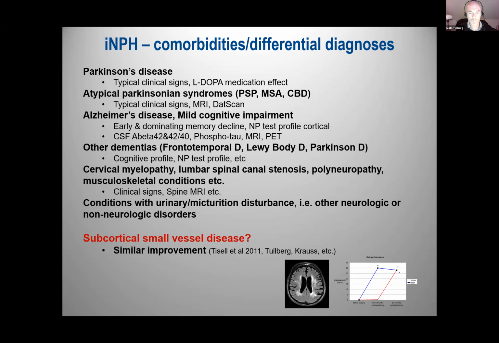So for the subcortical small vessel disease, when I started working with INPH patients, we were more careful and usually were reluctant to shunt if there were signs of extensive small vessel disease. Several studies have shown that these patients show a similar improvement as those who have no such signs or much less. So today we are not so afraid of including such patients. They can have a more pronounced clinical picture, but the improvement is similar to patients without. We must keep that in mind.